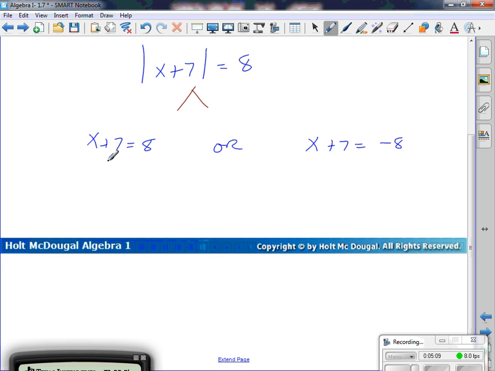How do I solve this one? Subtract 7. Why do I need to subtract 7? We draw the wall, variables over here. I need to move the 7. It's a positive 7, so I have to put a negative 7. X comes down. 7 minus 7 is gone. 8 minus 7 is 1.